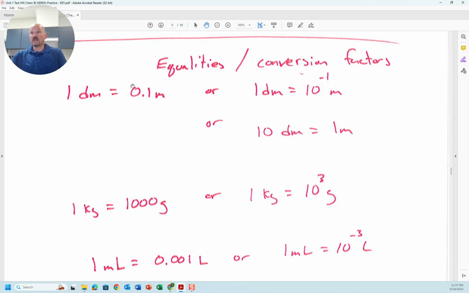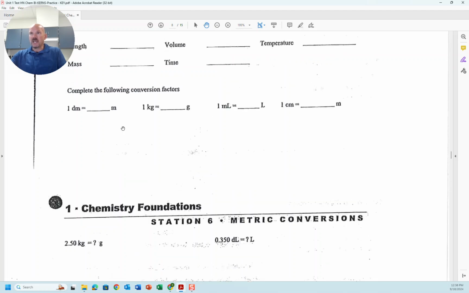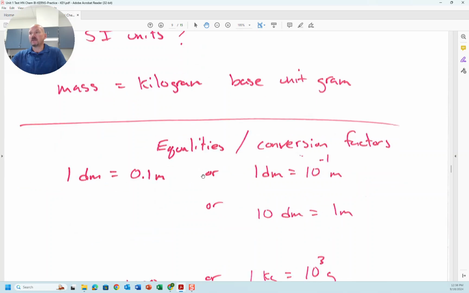Now, another way to say 0.1 is 10 to the negative 1, or you could say 1 over 10. It's the same thing. You could say that as an equality, or that. The reason you couldn't say 10 decimeters equals 1 meter on the practice problems is because he locked you in at 1 decimeter. But if you make that 10 decimeters, then that's equal to 1 meter. All these things mean the same thing mathematically.